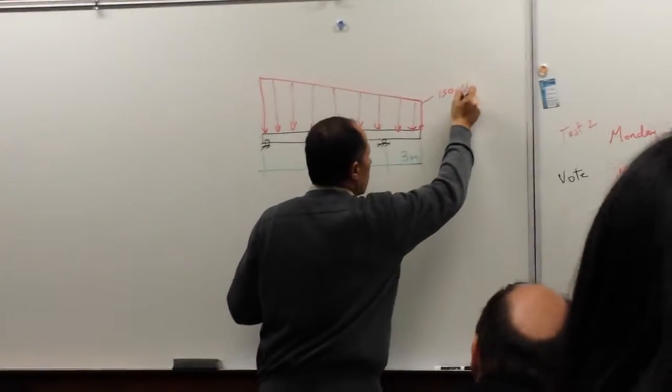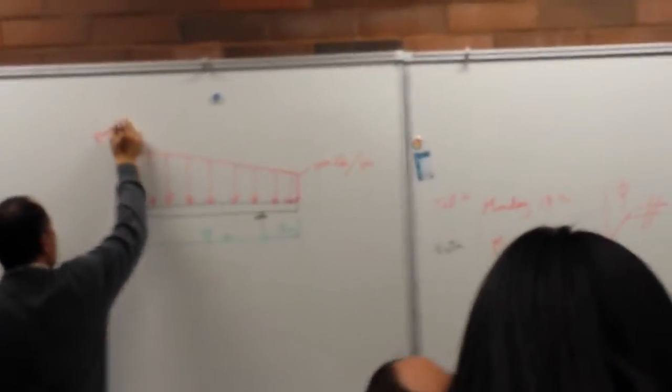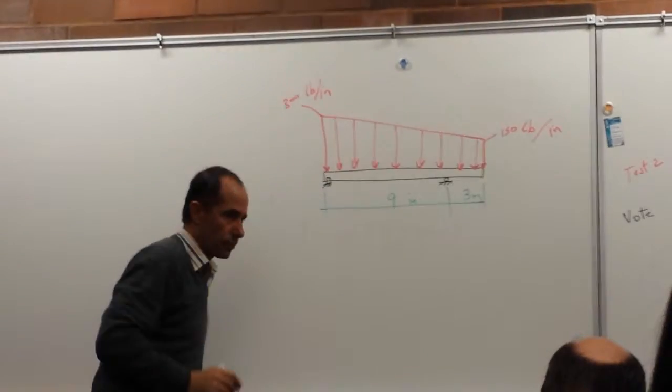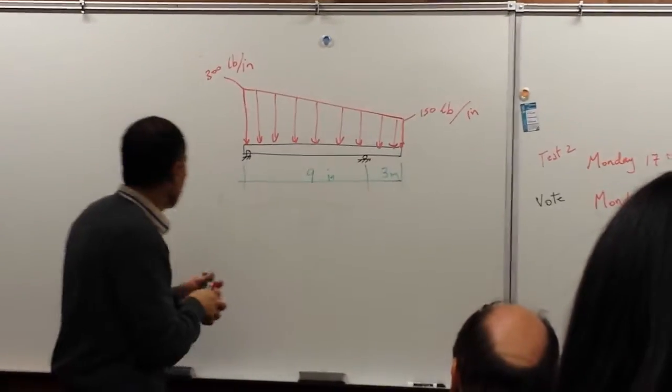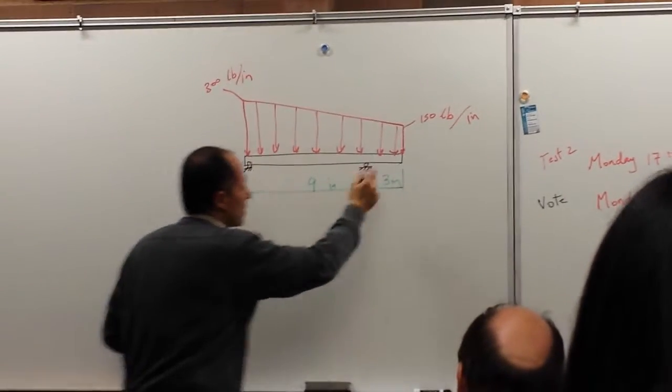150 pound per inch. This is 300 pound per inch. And that's a straight line. This is called A. This is called B.